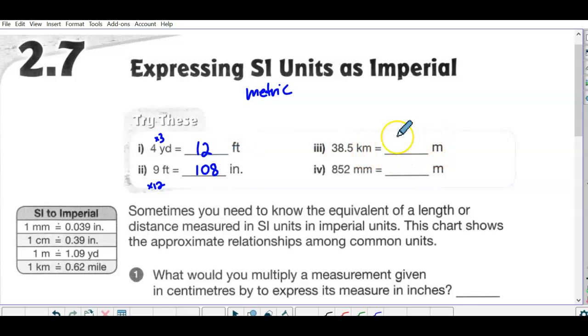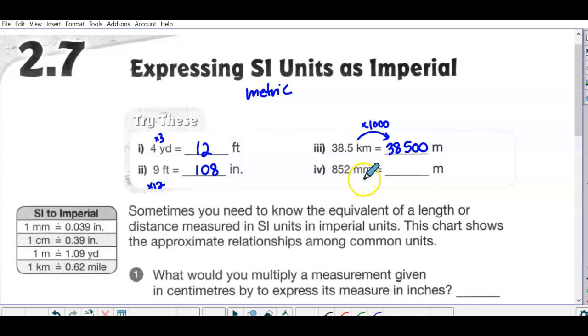Kilometers to meters. So a kilometer is much bigger than a meter, so you're going to end up with a bigger number. So here we're going to multiply by 1,000. There's 1,000 meters in a kilometer, so multiply by 1,000. That's going to move the decimal place, so it'll be 38,500 meters.